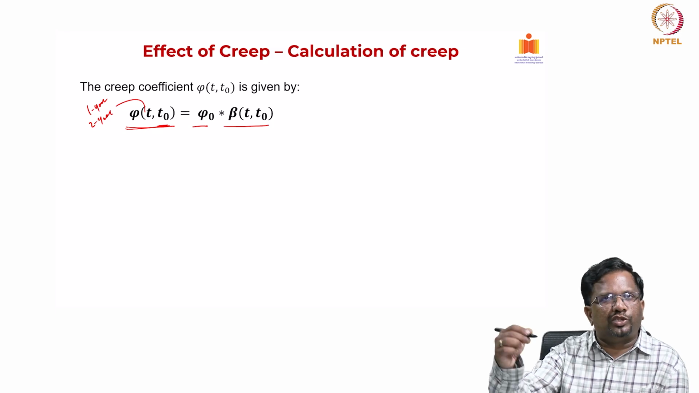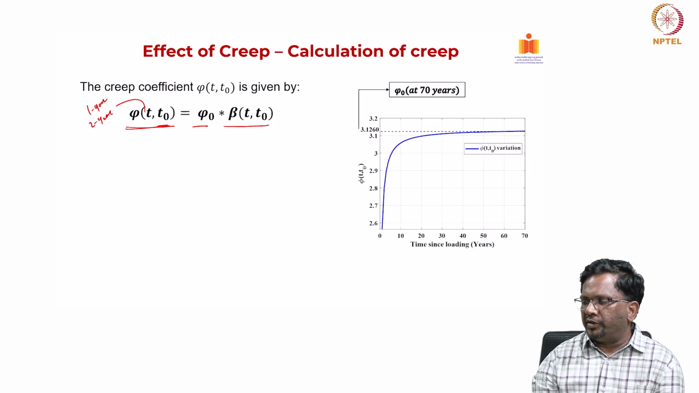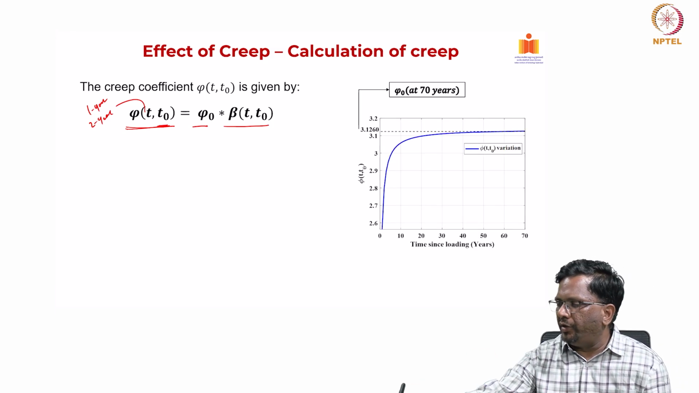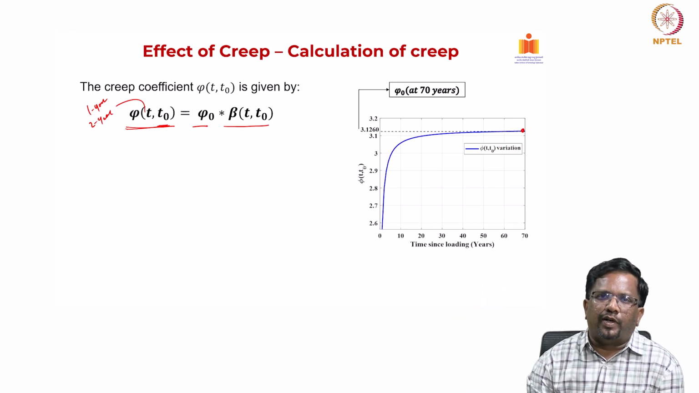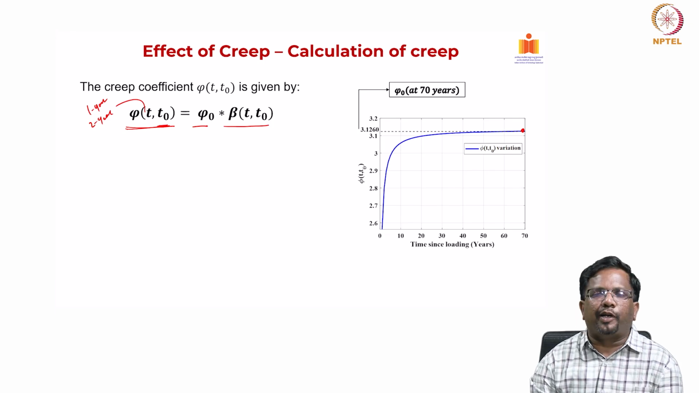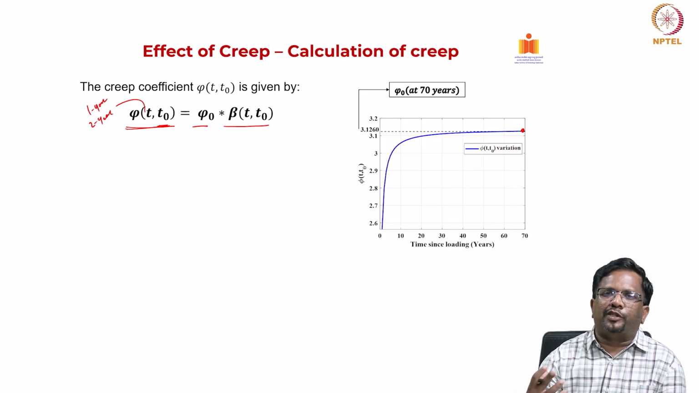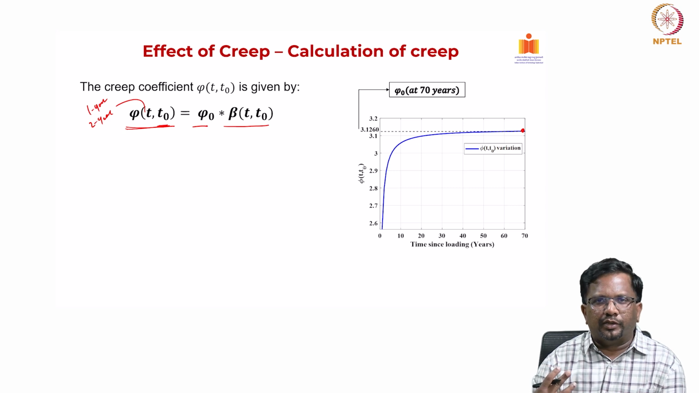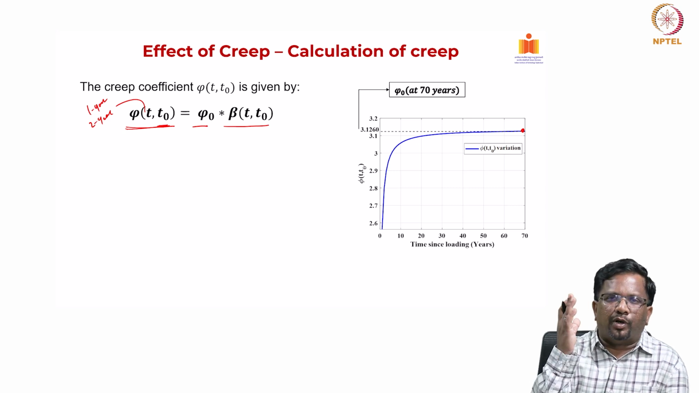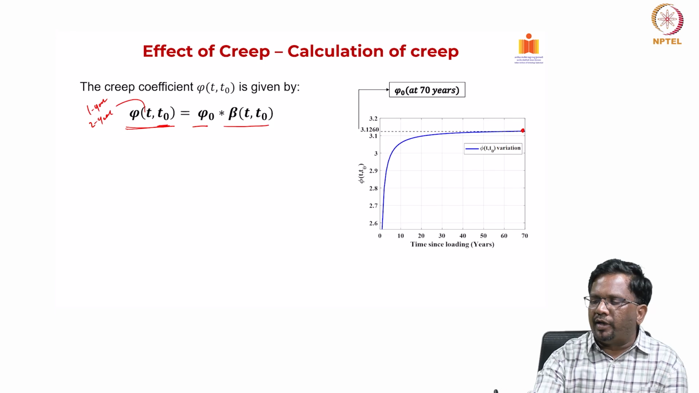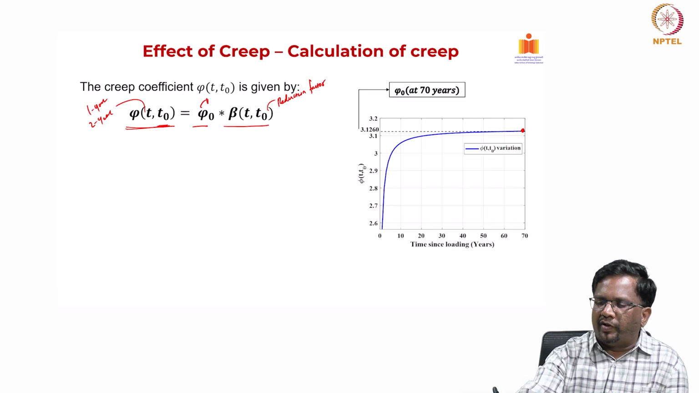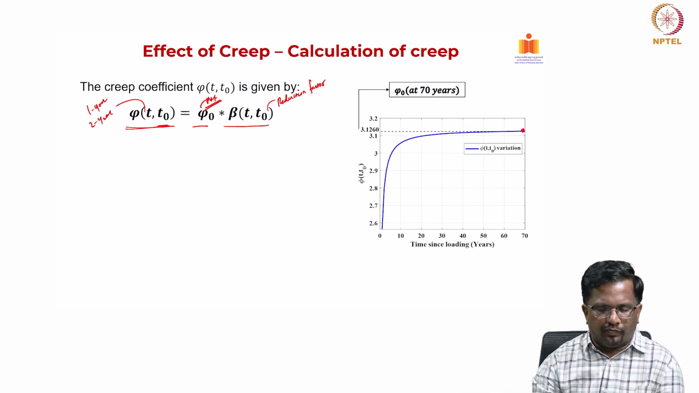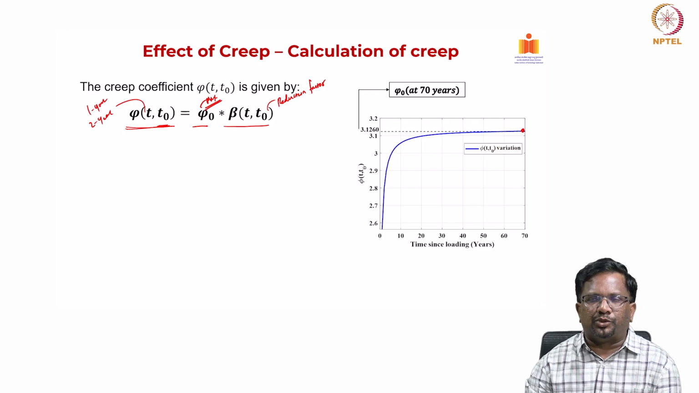Phi naught is the notional creep coefficient. This is the variation of phi naught. You see here, this is the final value that is assumed to arrive at 70 years. That is the notional creep coefficient, the maximum value that is possible for a particular material system. Now, depending upon at what stage I am calculating, I need to reduce. This is nothing but some kind of a reduction factor. So, this is the maximum value that is possible, or a notional value, which happens at 70 years, as shown in this graph.